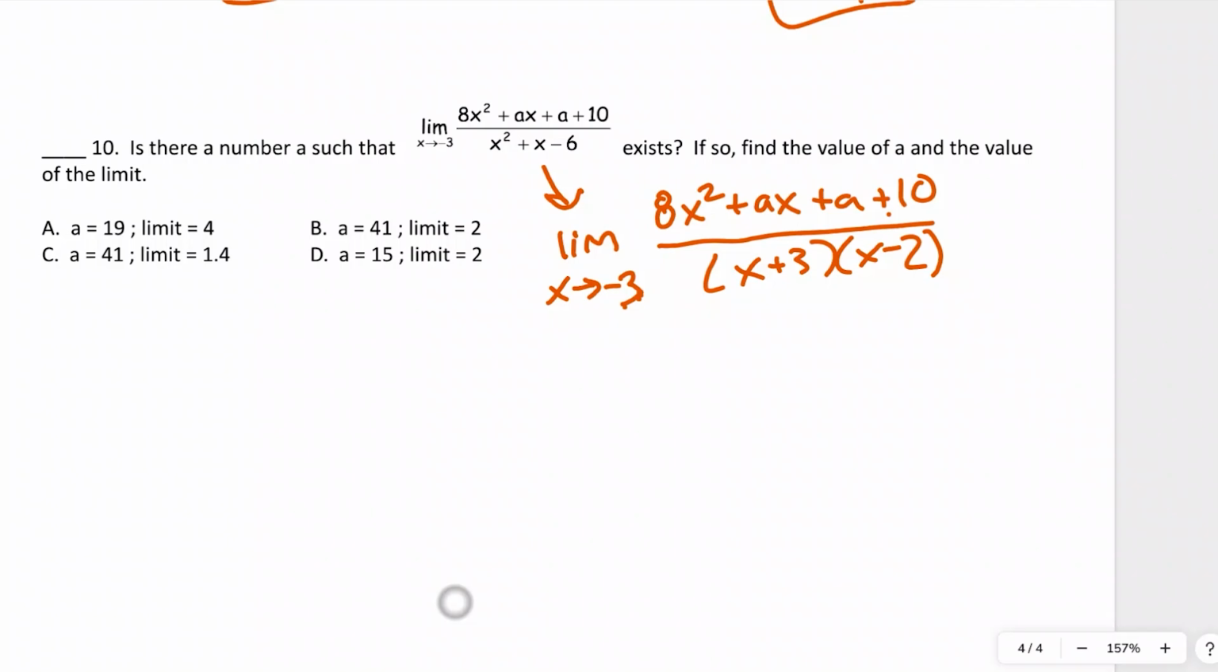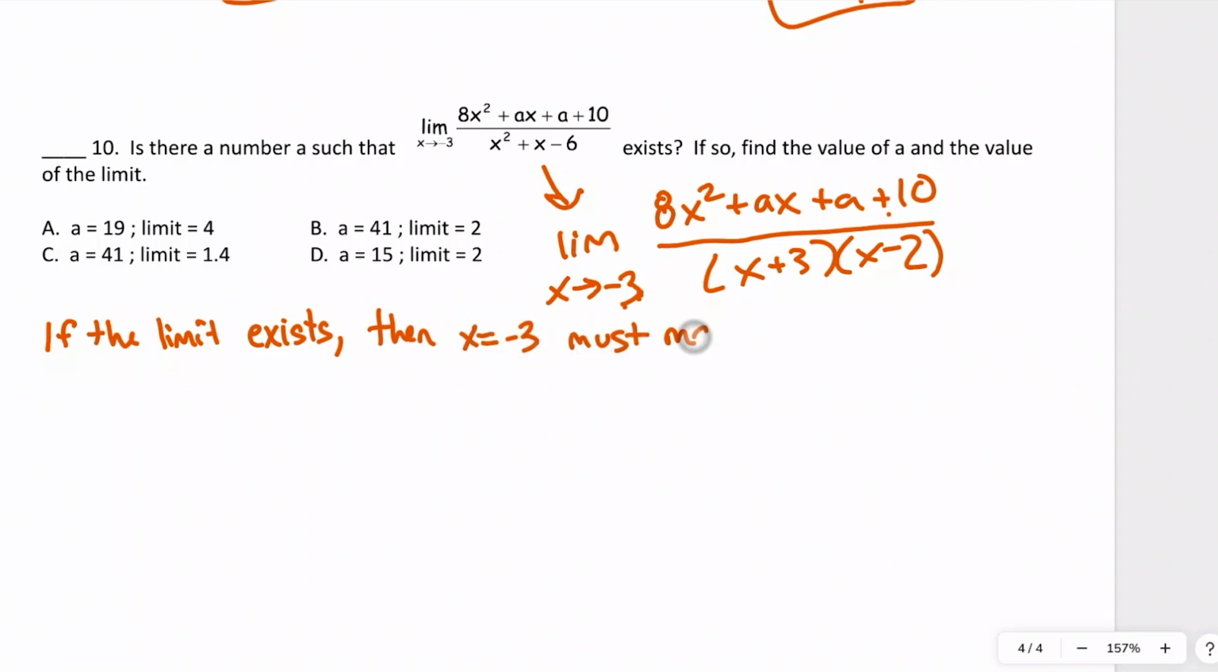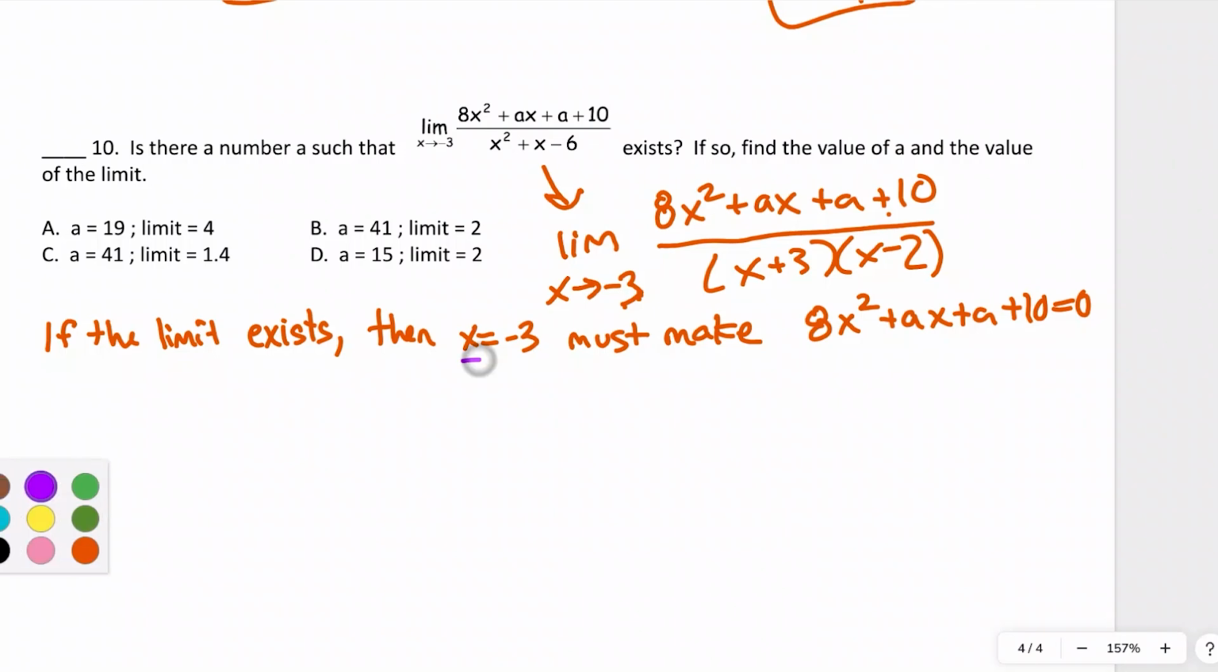So if the limit exists, then not only does -3 make the denominator 0, but x equals -3 must make the numerator equal 0, right? So what we can do is take this -3, substitute it in for x, and then solve for a.